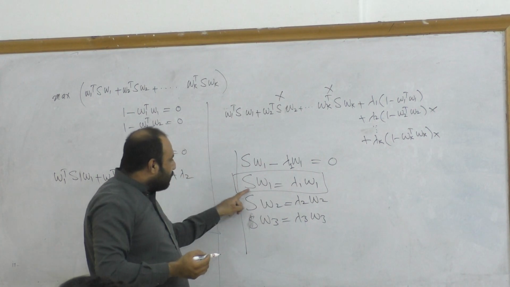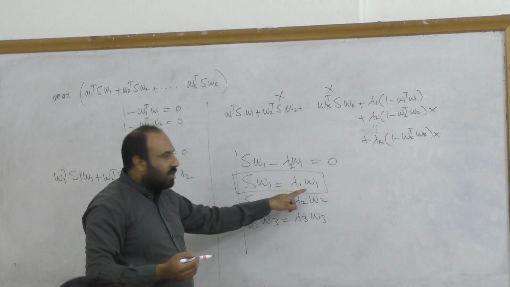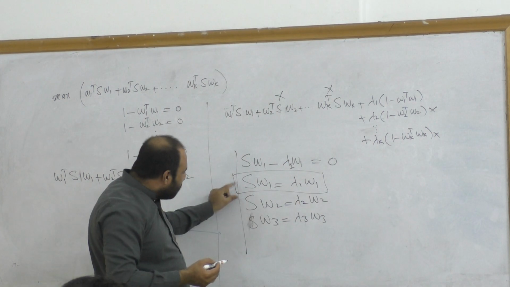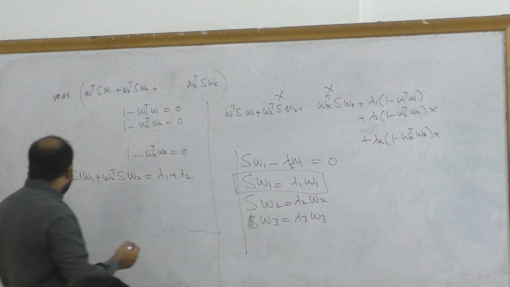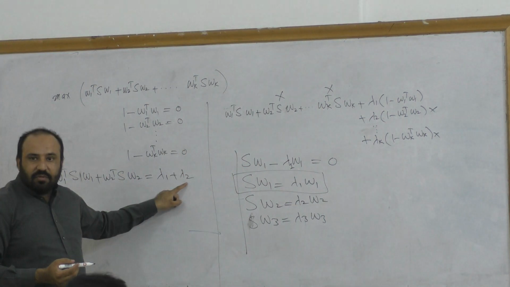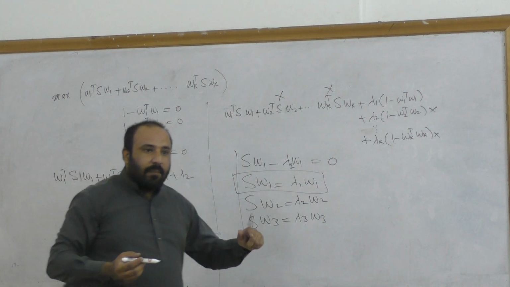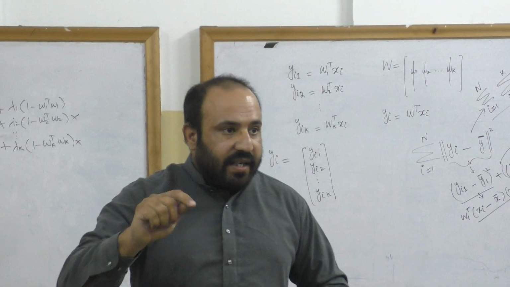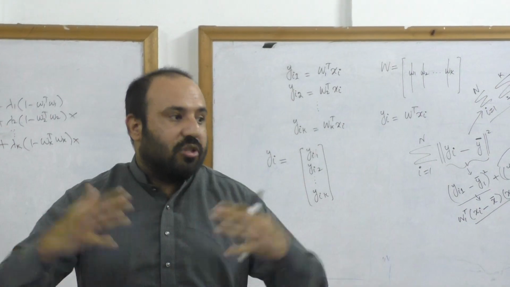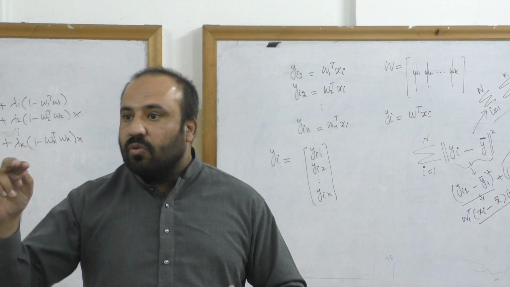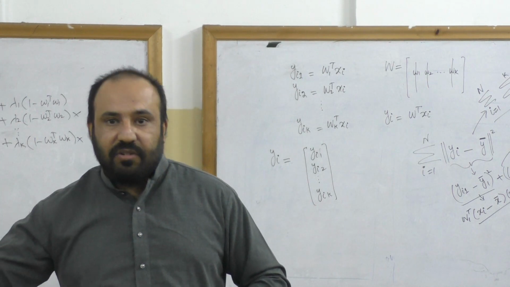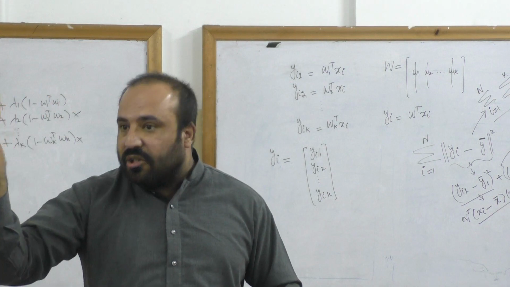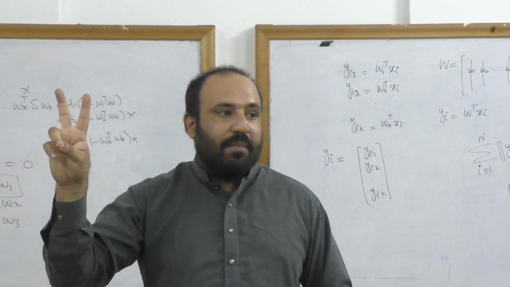It will become W1 transpose S W1 is equal to lambda 1, because W1 transpose W1 is equal to 1. Similarly here, and if I add these two equations together, I will get this number plus this number is equal to lambda 1 plus lambda 2. Which means if I choose two directions, the variance is the sum of the corresponding eigenvalues. Make sense? Now the question is, if I am allowed to pick exactly two directions, what two directions will I pick?